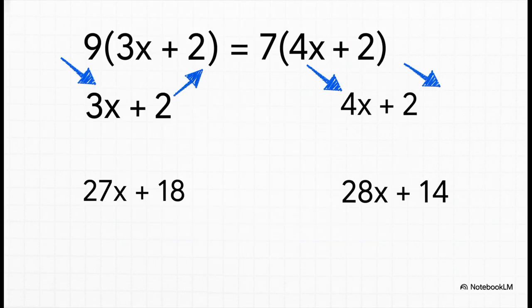Okay, next step is to get rid of those parentheses. We just distribute the numbers outside. So on the left, 9 times 3x is 27x, and 9 times 2 is 18. On the right, 7 times 4x is 28x, and 7 times 2 is 14. Look at that, the equation is already way simpler.